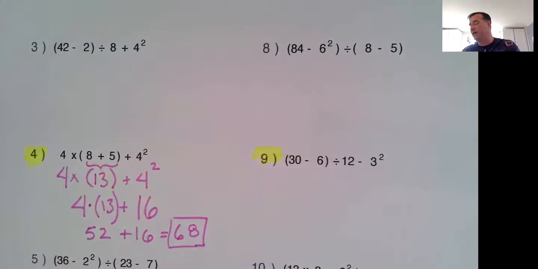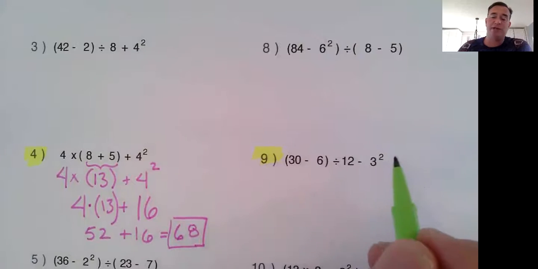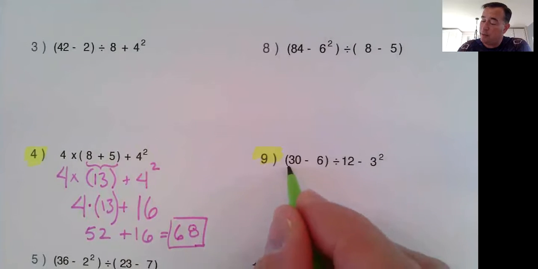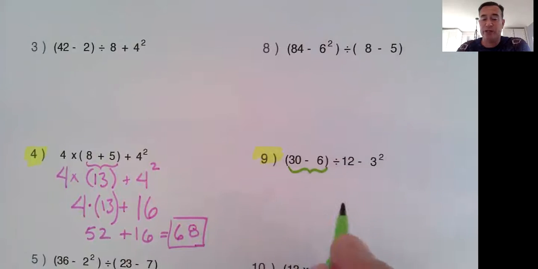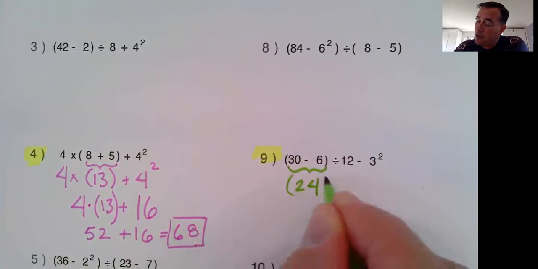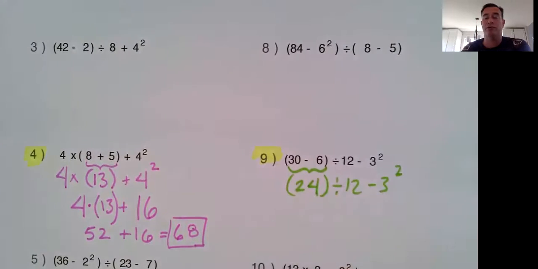So for problem number 9, I'm going to change up colors just to mix it up a little bit here. We've got parentheses, division, subtraction, and exponents. So the first thing I'm going to do is the parentheses, 30 minus 6. Inside parentheses, 30 minus 6 gives me 24, divided by 12 minus 3 to the second power, or 3 squared.